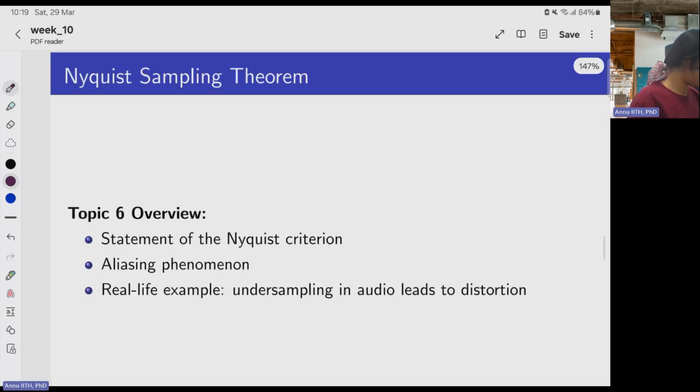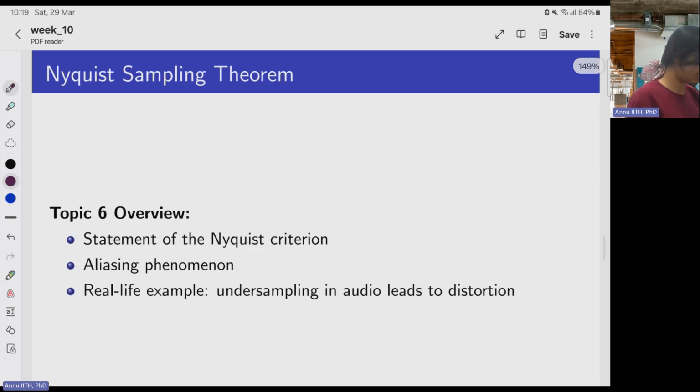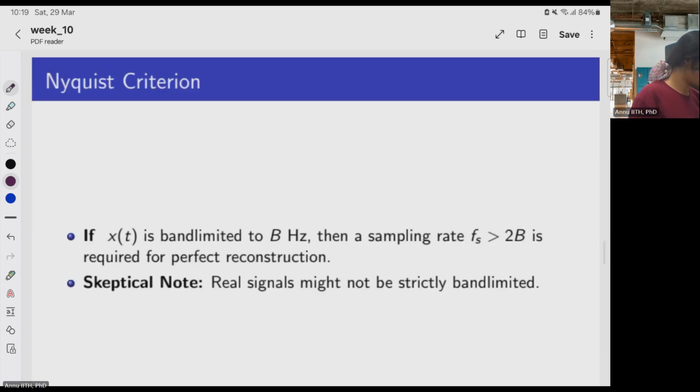Now I will tell you what the Nyquist theorem is: the statement of the Nyquist theorem and the aliasing phenomenon. A real-life example: undersampling in audio leads to distortion.